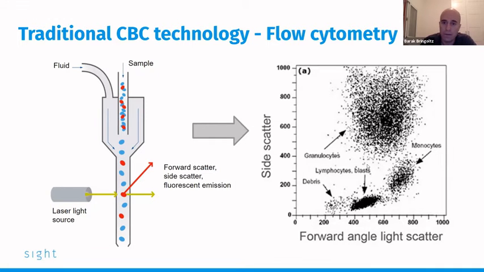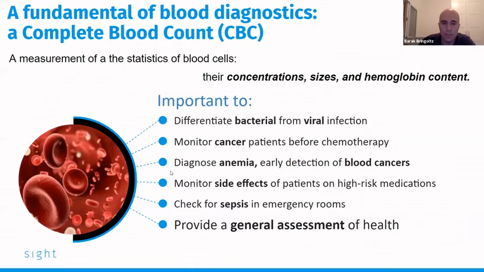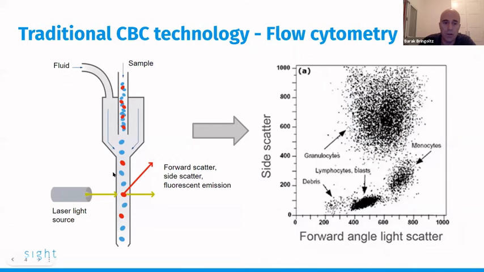And this is how these things look like. They are somewhat bulky machines. They need to be operated by expert individuals, and they require lots of maintenance, because all these very small tubes require lots of cleaning and maintenance and so on and so forth.